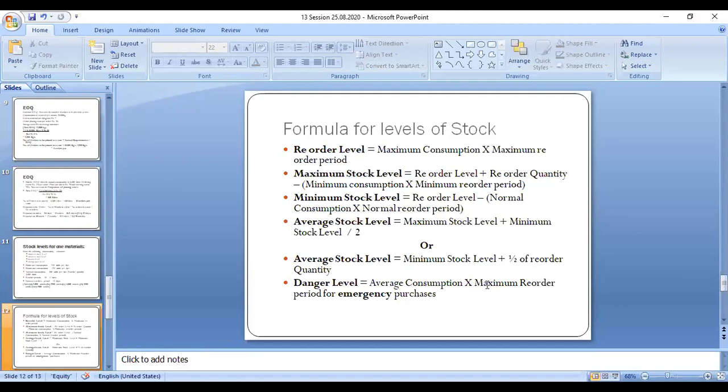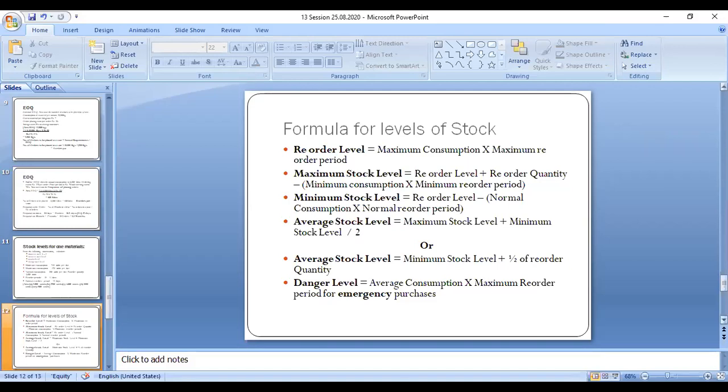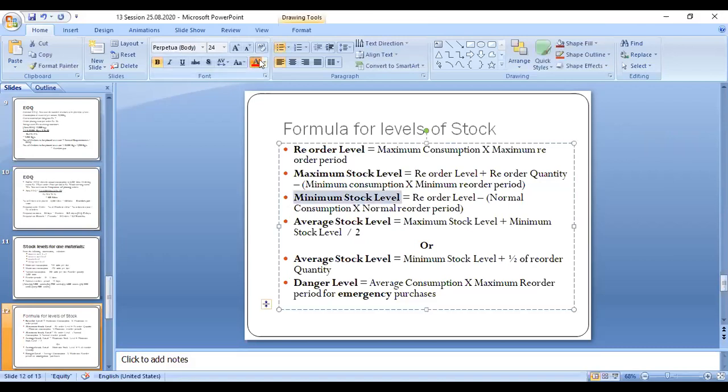If you go for the minimum stock level, take the reorder level answer minus, within the bracket, normal consumption into normal reorder period. You must always put the minus before the bracket. So this is the formula for minimum stock level: reorder level minus, within bracket, normal consumption into normal reorder period.